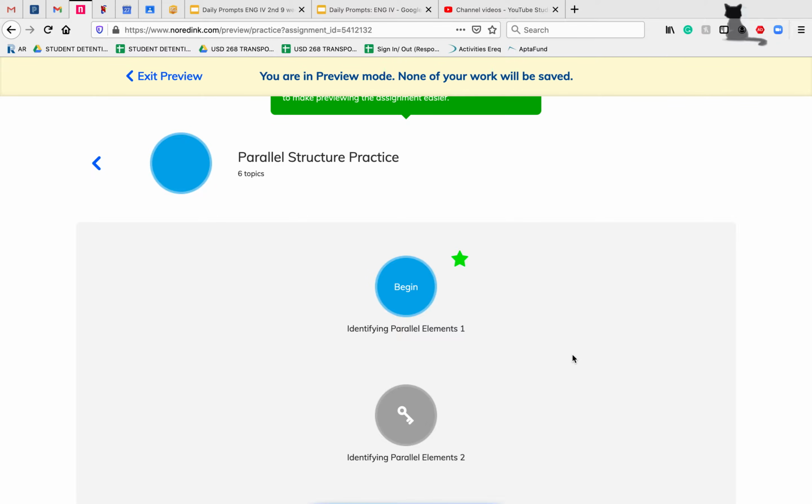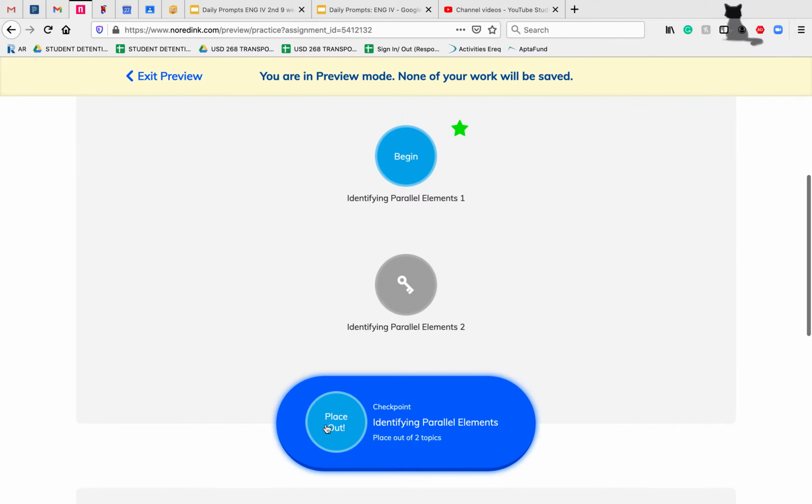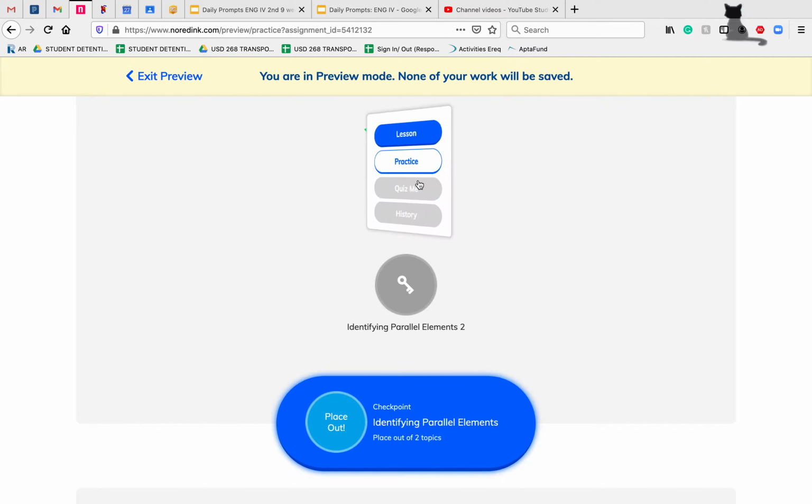Today we're going to be looking at the parallel structure practice on NoRedInk. Now, NoRedInk has these checkpoints that, if you do well on these, will place you out of the things above. So I will just click through this one instead of the individual ones, but I will go ahead and show you the lessons that are attached to each.